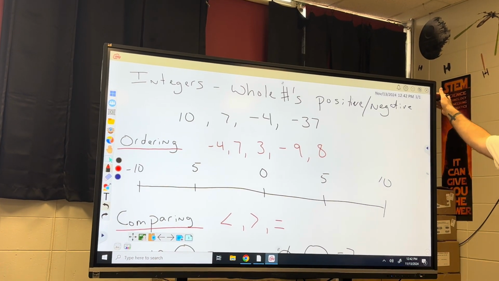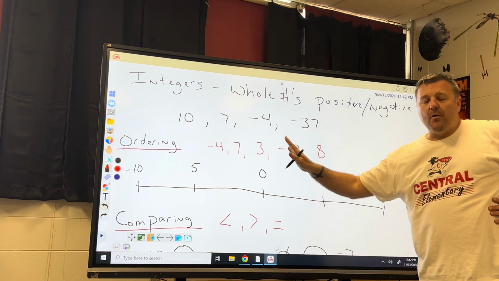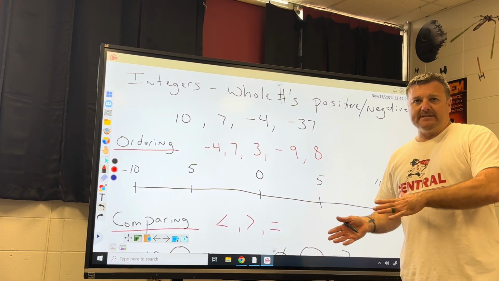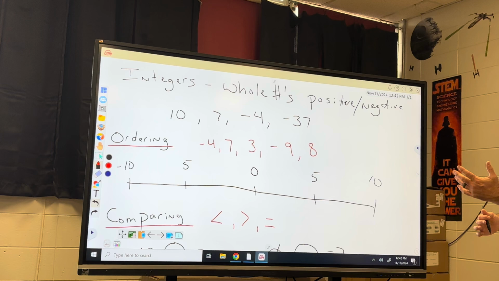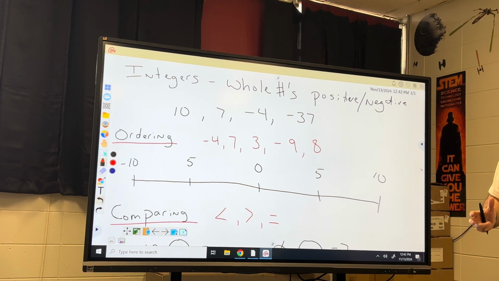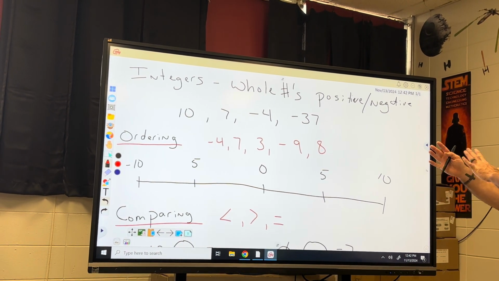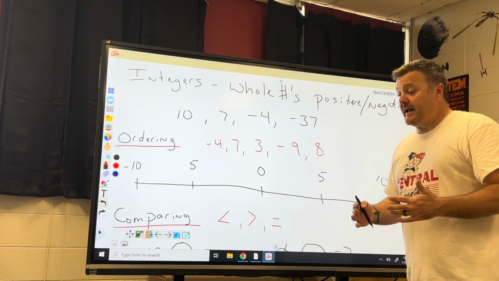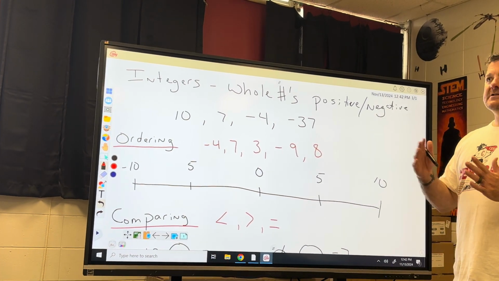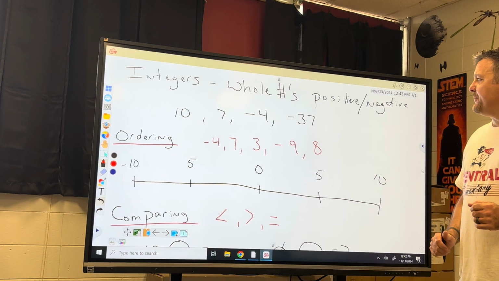One of the things that we've been doing with these integers is we've been putting them in order from least to greatest, greatest to least, that kind of stuff. And we first started out by putting them on a number line and then writing them in order, okay? And then we soon learned that, hey, we don't need a number line, we can just put these things in order, but I still wanted to go through and do this one.